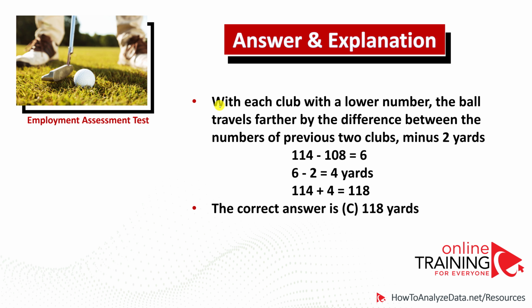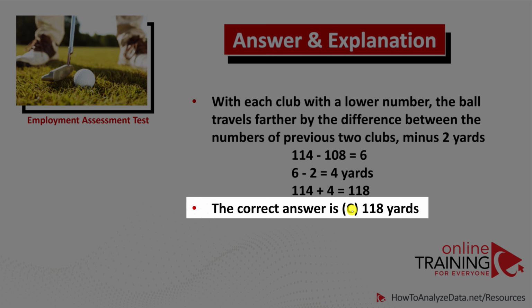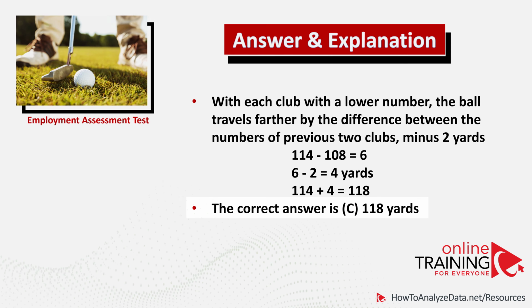So we can reasonably conclude that with each club with a lower number, the ball travels farther by the distance between the previous 2 clubs minus 2 yards. So the next value would be 114 minus 108, which is 6, minus 2, which is 4 yards, and 114 plus 4 equals 118. So the correct answer is C, 118 yards. Hopefully you've nailed this question.